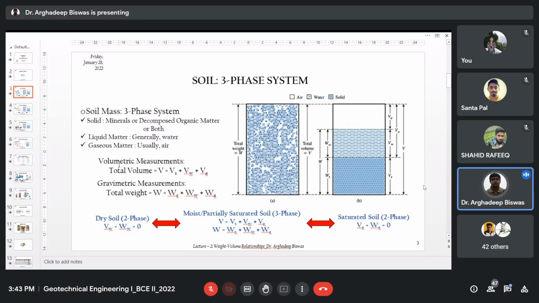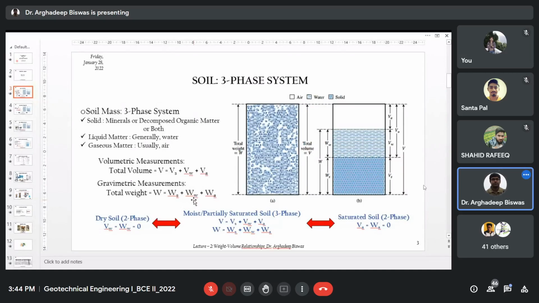So if it is a volumetric measurement, then the total volume is signified as V, which corresponds to the summation of VS, VW and VA. Whereas if it is a mass, weight or gravimetric measurement, then total weight is W, which is a summation of weight of solid, weight of water and weight of air. Ultimately this part becomes 0 and it turns into WS plus WW.